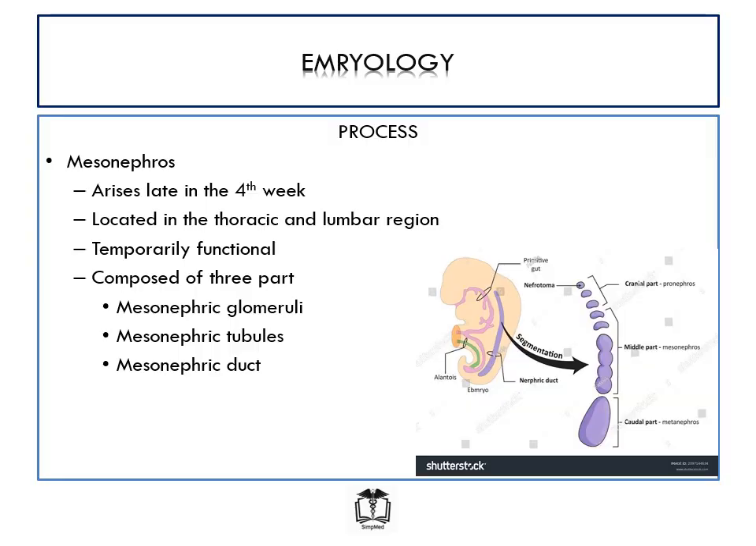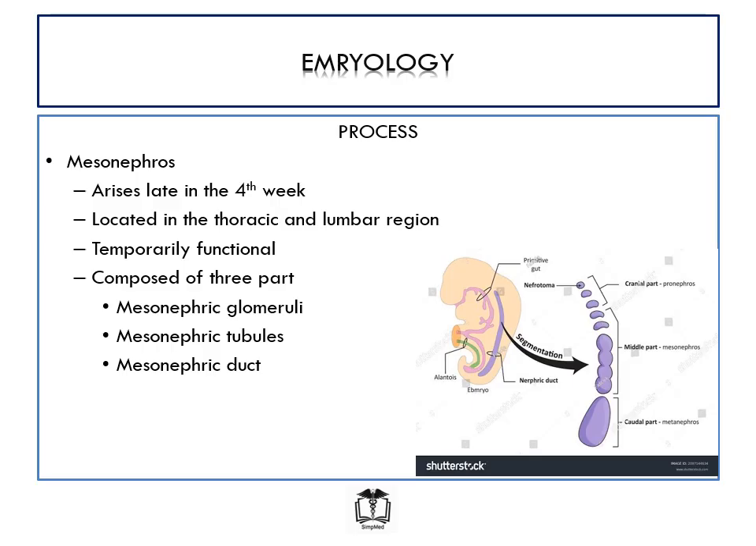Then we have the mesonephros. The mesonephros also arises around the fourth week. It arises around the late fourth week. As the pronephros is degenerating, the mesonephros is eventually forming. It forms from the thoracic and lumbar region of the nephrogenic cord. So just as the pronephros is forming from the cervical or cranial part, the middle part of the nephrogenic cord gives rise to the mesonephros.